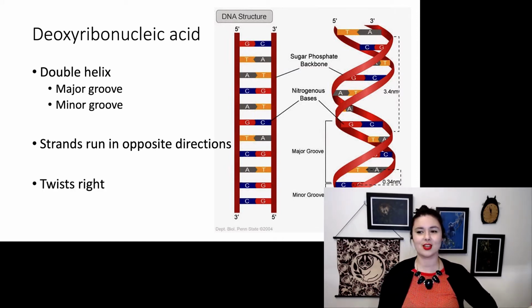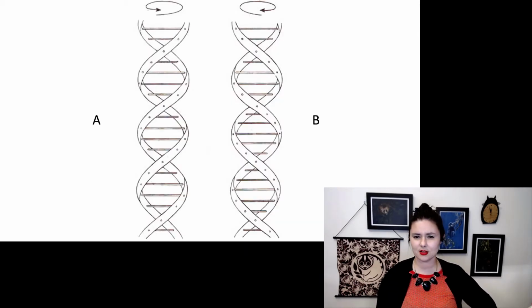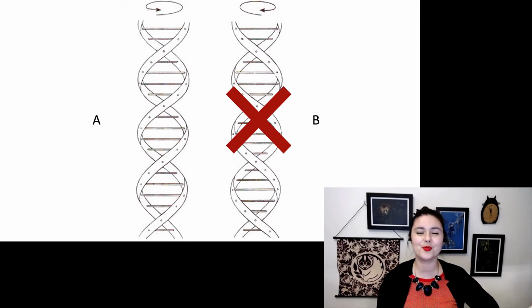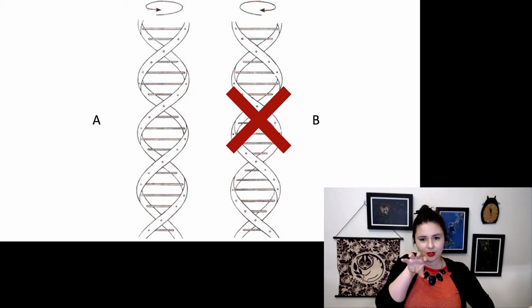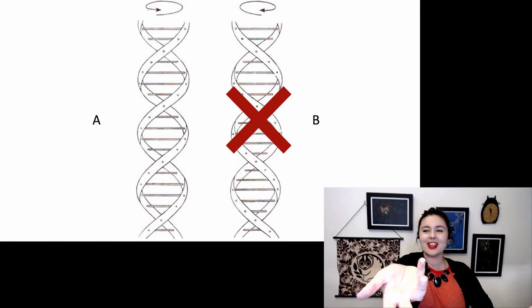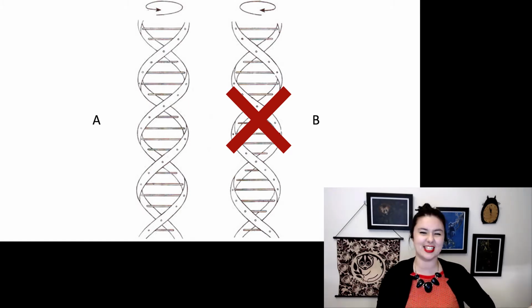Another important thing is the twist is to the right. So, which one is a right twist? Here, picture A is our right twist. To figure it out, take your right hand, put it in front of you, and twist to the right as you move forward, and that is the direction that all DNA should be twisting. So if you ever want to figure it out, that's the trick you can use.